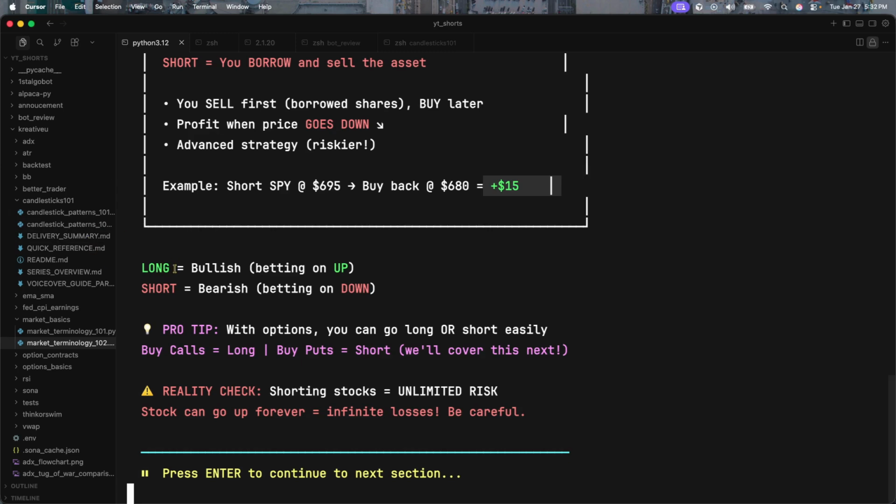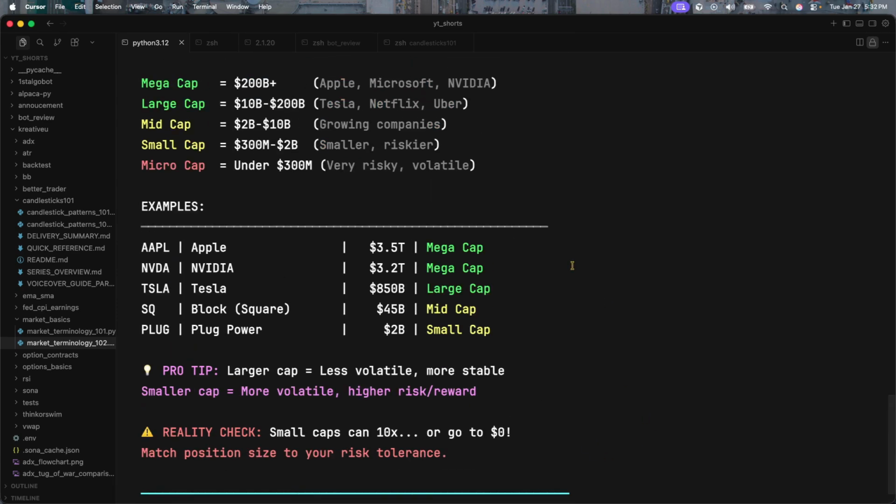So a long position is going to be bullish. We're betting that the market is going to go up. A short position is going to be bearish. We're betting that the market is going to go down. Pro tip, with options, you can go long or short easily. Buying calls is going to be long. Buying puts is going to be short. We'll cover this in a bit.